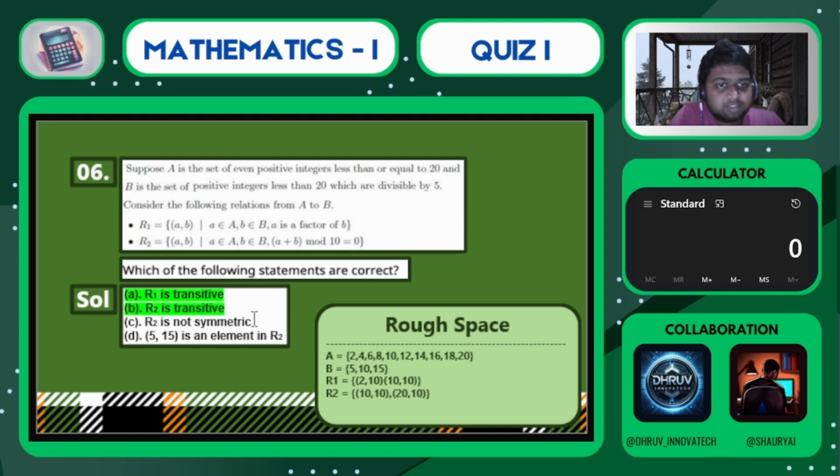Now let's see, is R2 not symmetric? Yes, it's not symmetric. So this is also correct because 10 comma 20 is not present. Then is 5 comma 15 an element of R2? No, it's not. So these are the only three correct answers, A, B, and C.